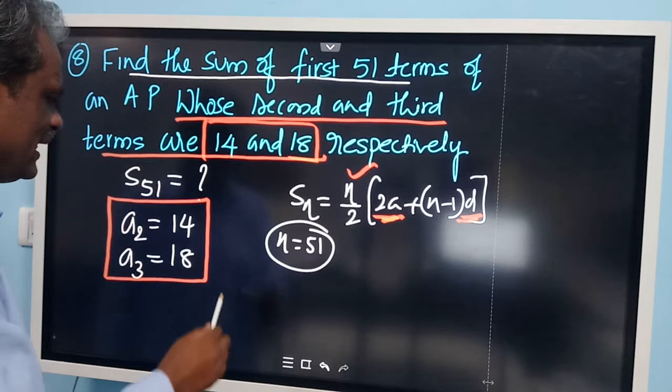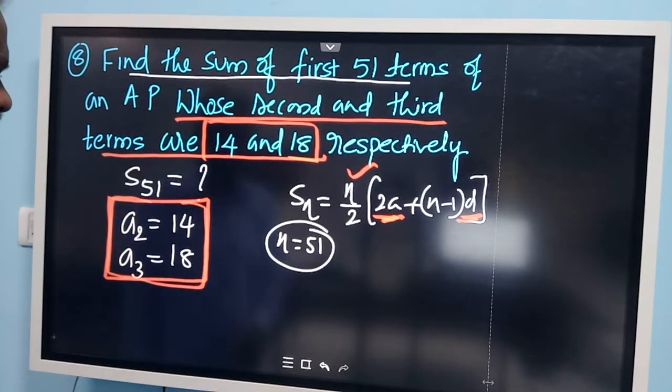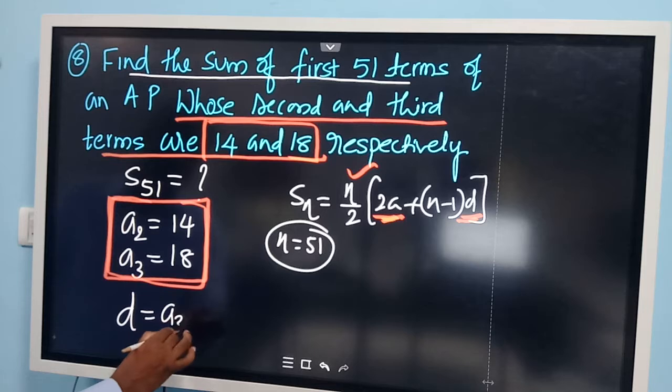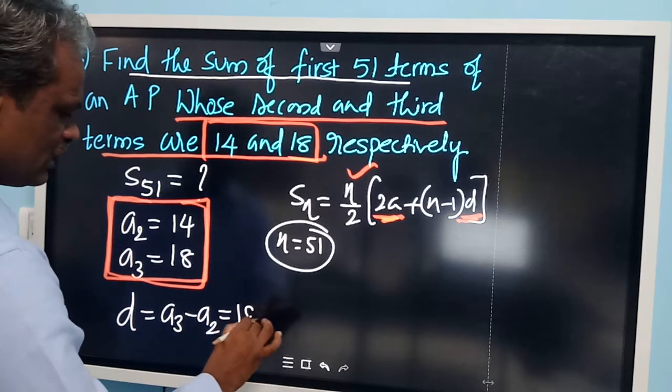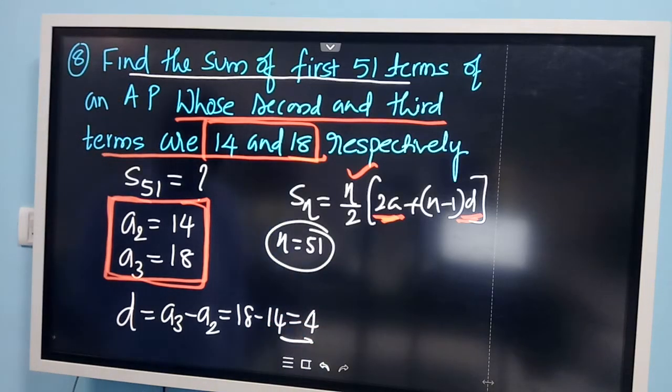So how to find a and d? You need to use this data: A2, the second term, and A3, the third term. Using this you can find the common difference easily. A3 minus A2 itself is the common difference. 18 minus 14, so it is 4. So you got the common difference 4.